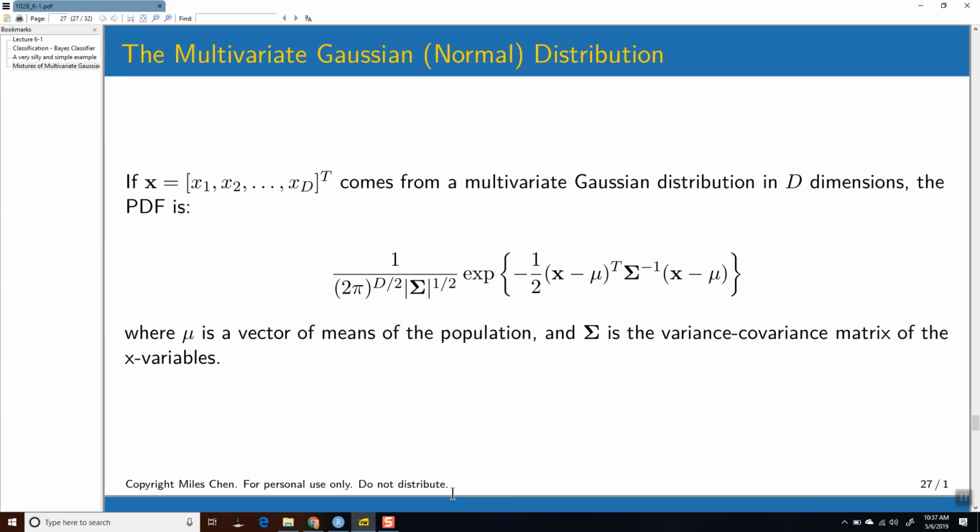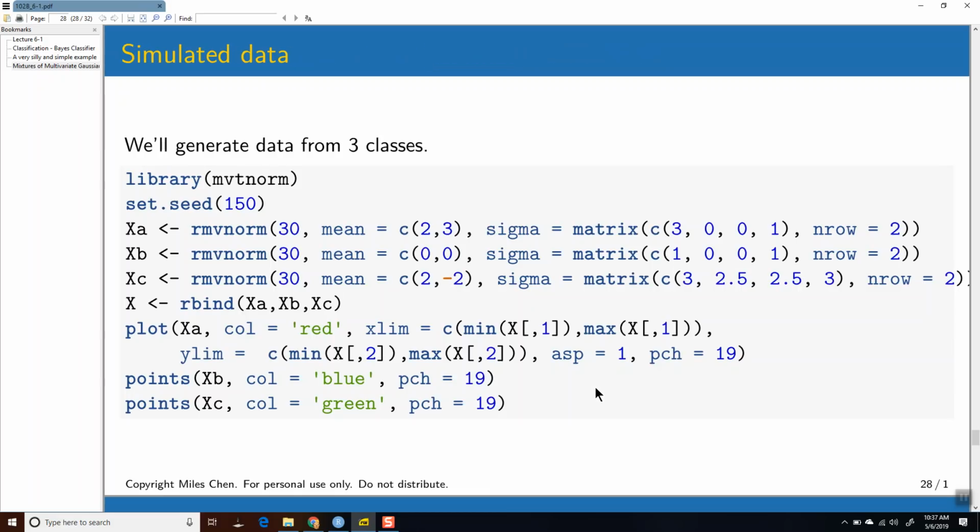So the multivariate Gaussian distribution is this normal distribution in d dimensions, and you've got this mean vector mu and this sigma matrix, the variance-covariance matrix. Here I use the multivariate normal package to generate some random multivariate normal data. I just say, give me 30 observations from each of these 3 classes, which I'm going to call class A, class B, and class C.